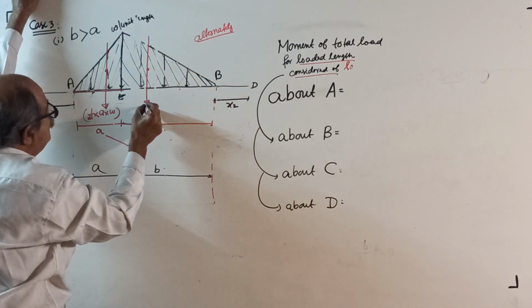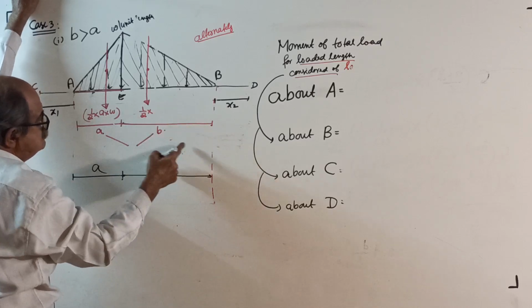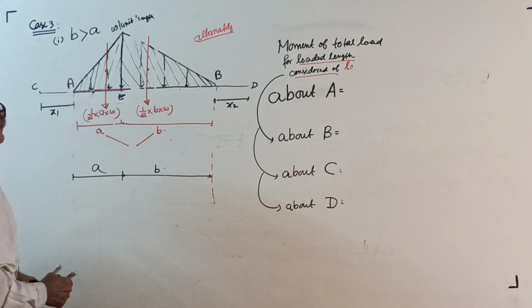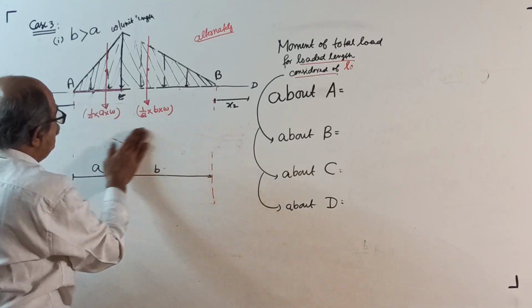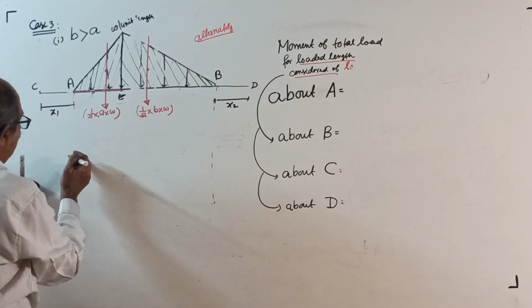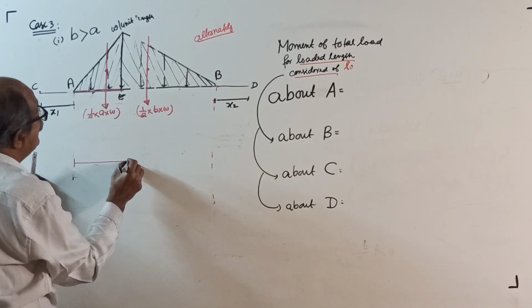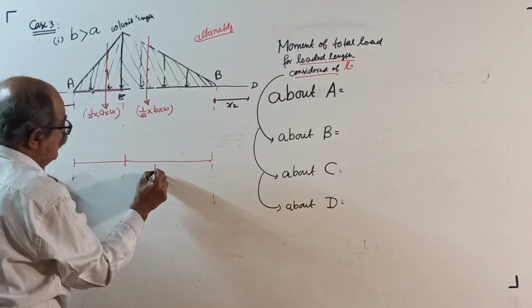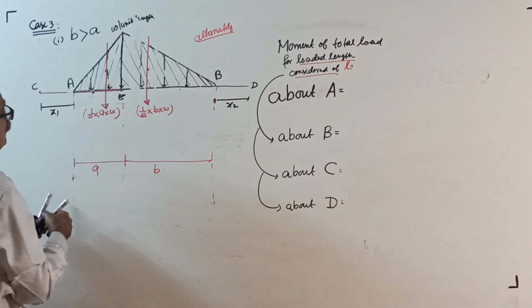Here, this will be half into B into W. Now write very clearly. I will do one thing now. I will shift A and B here. This is A, this is B. These are the loaded length. Now, see.